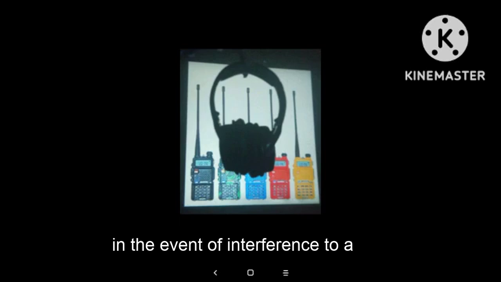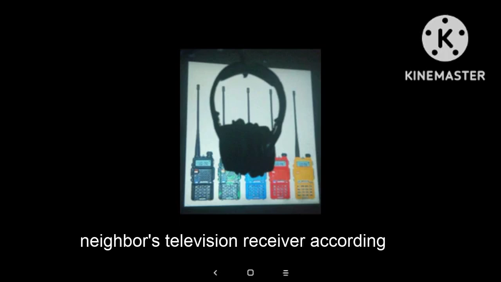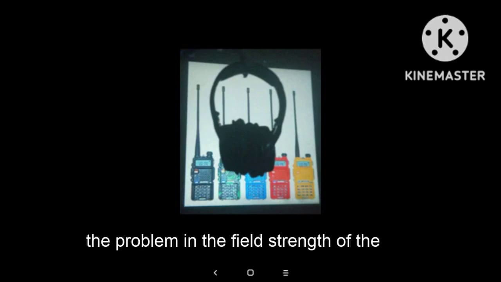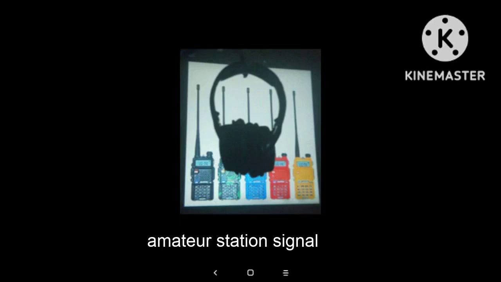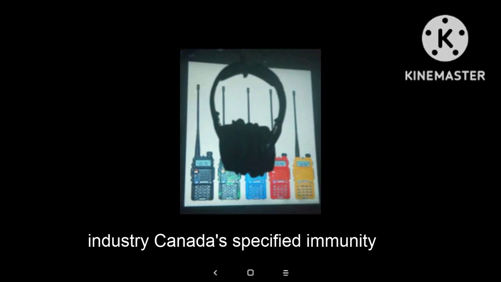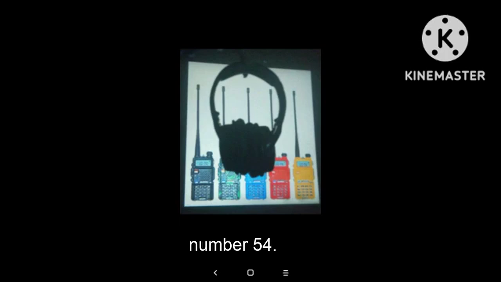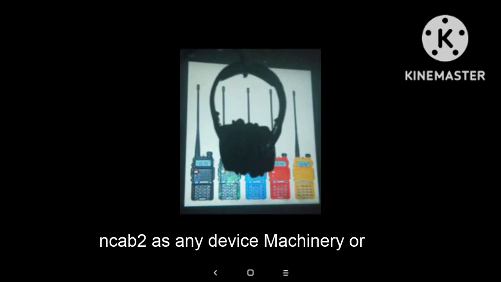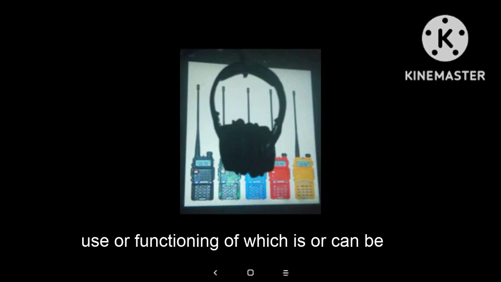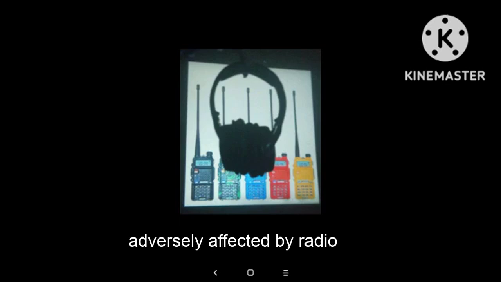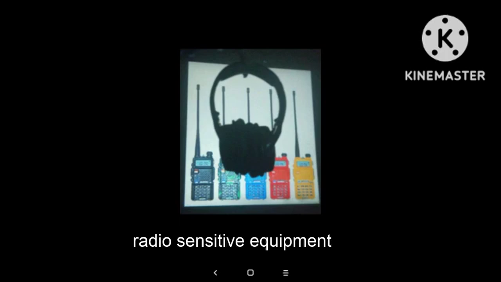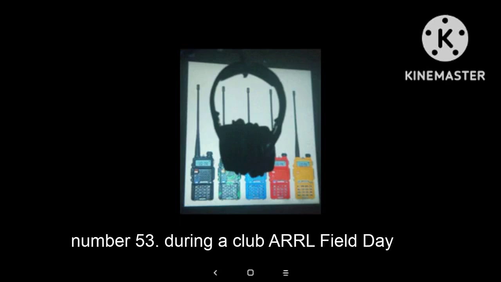Number 53. In the event of interference to a neighbor's television receiver, according to NCAB 2, it will be deemed that a radio amateur's transmission is the cause of the problem if the field strength of the amateur station signal on the neighbor's premises is above Industry Canada specified immunity criteria. Number 54. Which of the following is defined in NCAB 2 as any device, machinery, or equipment other than radio apparatus, the use or functioning of which is or can be adversely affected by radio communication emissions? Radio-sensitive equipment.